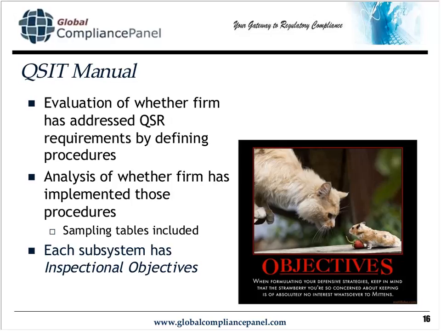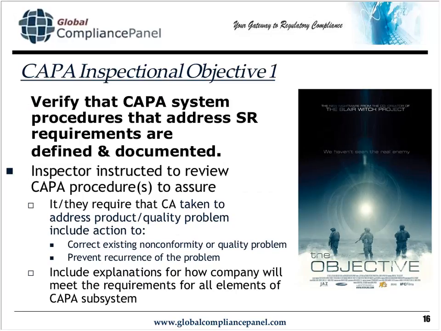Each subsystem they're going to inspect has something called inspectional objectives, and this is where the QSIT manual gets very helpful. It lists numeric inspectional objectives, and as you've seen in the presentation, I'm going to show you the objective, then we're going to give you a recommendation on how to comply with the objective.